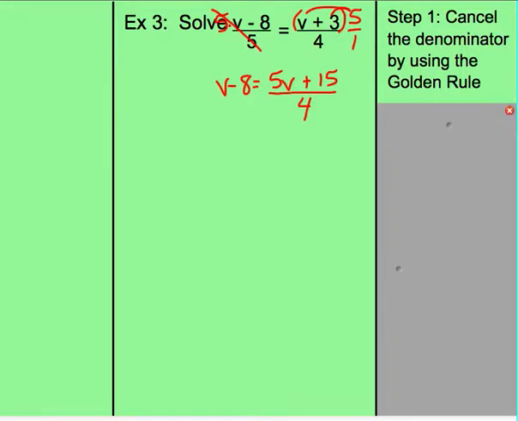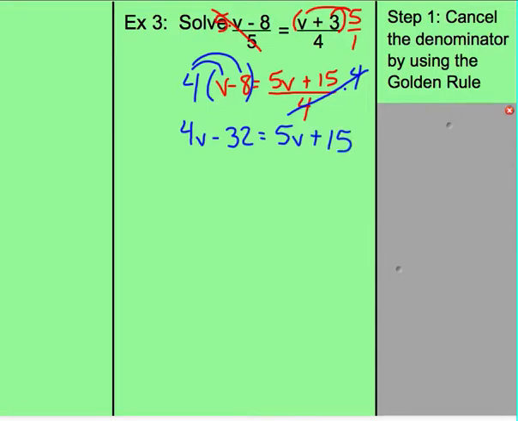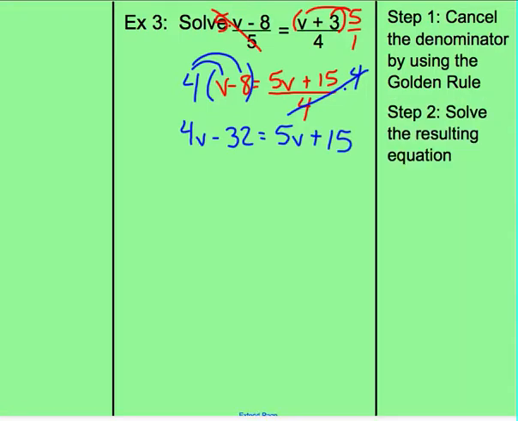I'm going to repeat because I've still got a denominator, so multiplying both sides by my denominator. Both sides, the entire left-hand side of the equation needs to be multiplied by 4, following the golden rule. Whatever you do to one side, you do to the other side. On my right-hand side, it cancels. On the left-hand side, I distribute: 4v minus 32 equals 5v plus 15, and solve the resulting equation.